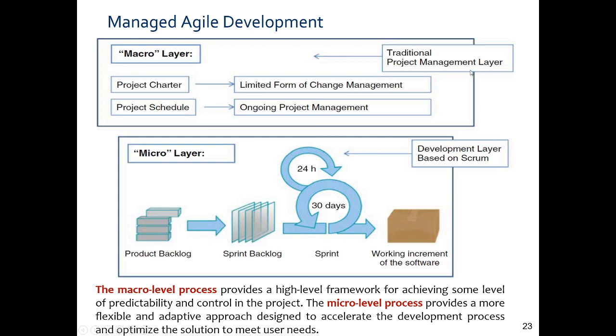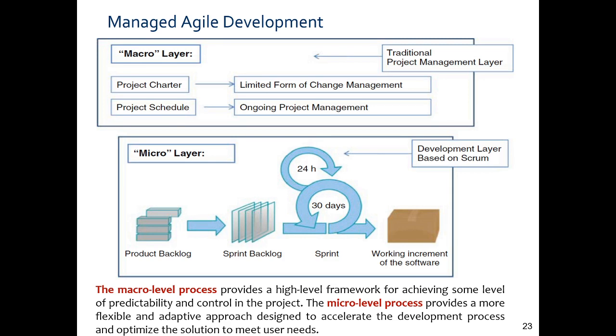Two layers you can see: project management layer and development layer based on Scrum. This is the usual practice: have product backlog, sprint backlog, work out with the sprint and working software. So you have got macro layer and micro layer. What the macro layer is doing is related to the traditional project layer. It is about project charter and project schedule, at the high level. And micro level is about doing the things.